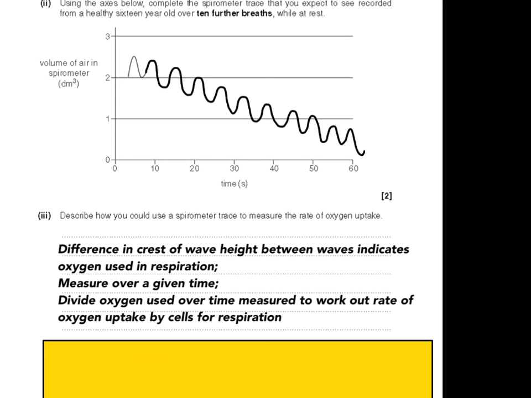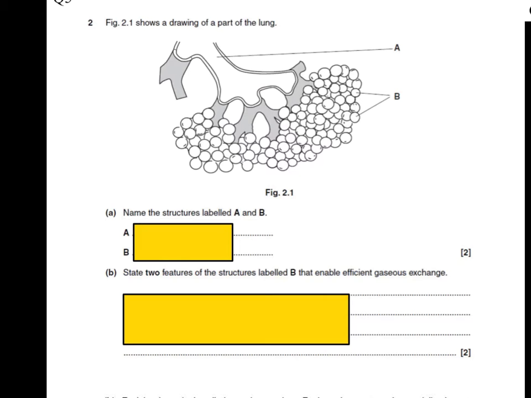So for example, if you were measuring over 60 seconds, you'd measure the difference between this height and work it out from reading off here. So roughly from this point to this point, so there, and divide it by 60 for 60 seconds.